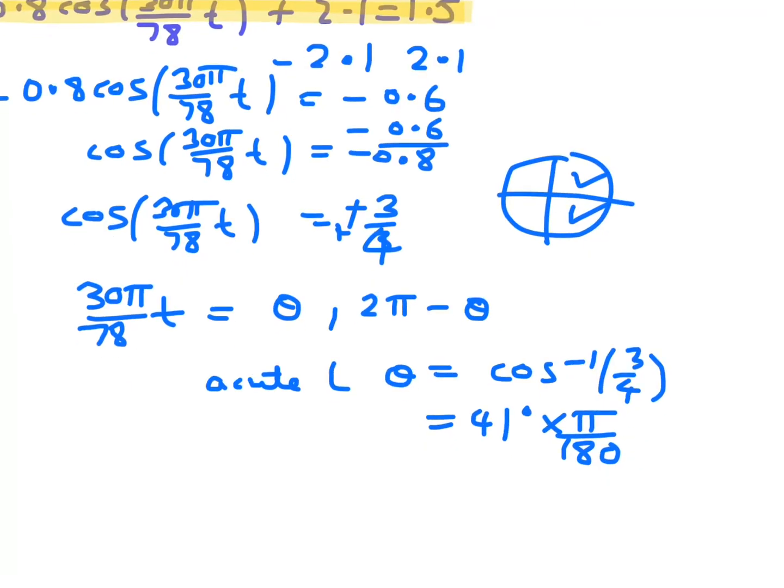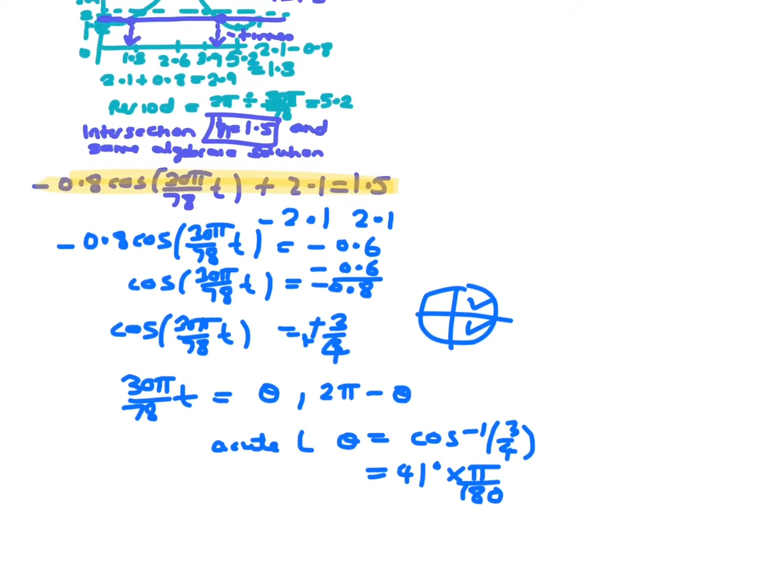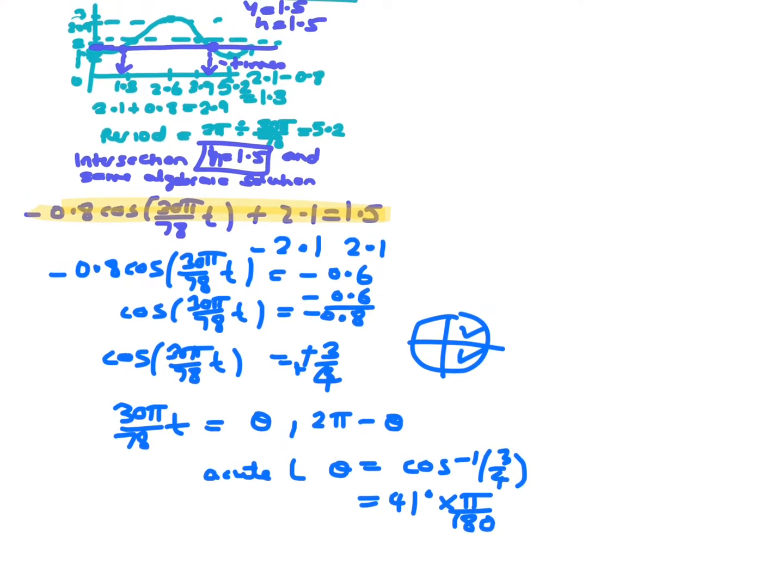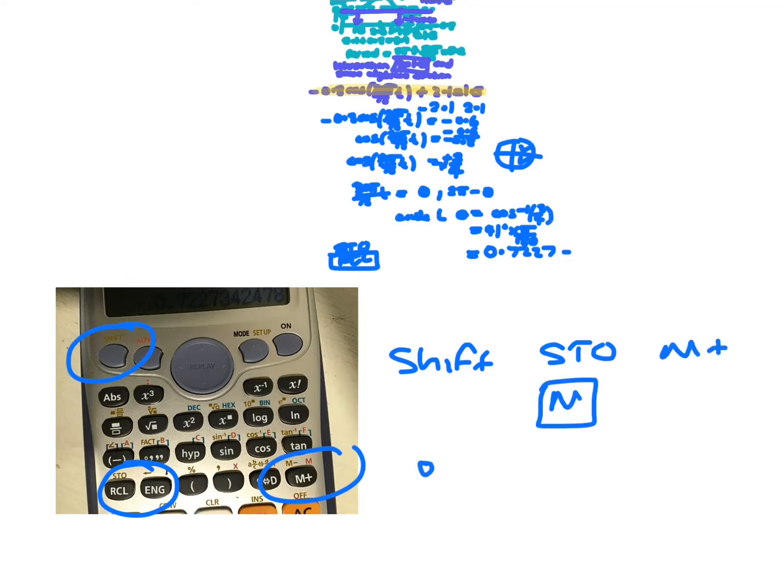So you can either just times π on 180, and it's a good idea to store this in memory. So it's shift, π divided by 180, and I get 0.7227. So I'm going to put it into memory. So you go shift. There's a little button there that says store and recall. It's yellow, so you have to press shift, store, and then you press M plus, and then M will come up, and that means the 0.7227 will be in there.